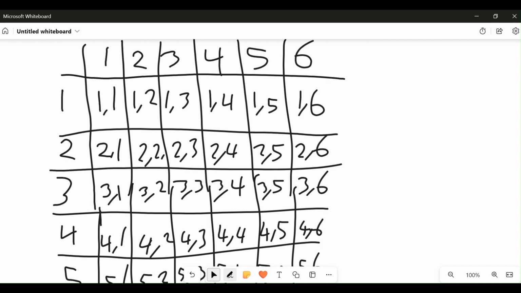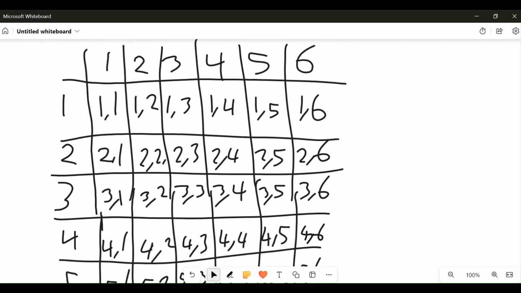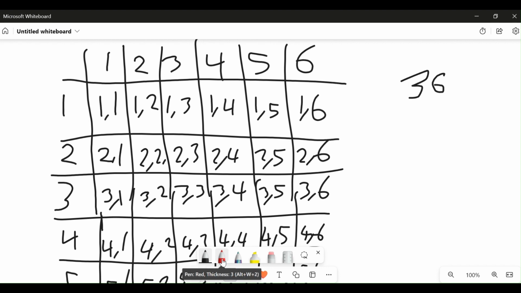Now, what's the total outcome that we have from this? If we count every possible response from this random experiment, the total outcome we are going to find is 36. That's the total. Now from here we have to know how many times we have a sum of 6. Let's mark the sum of 6.